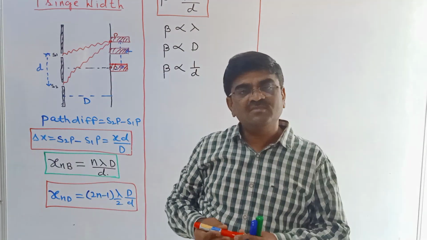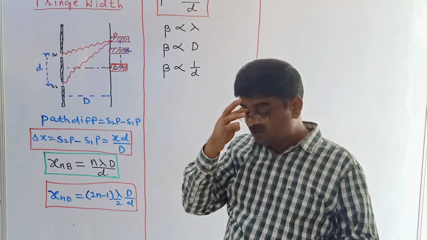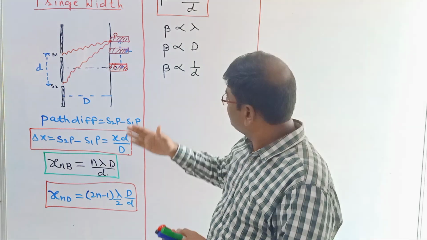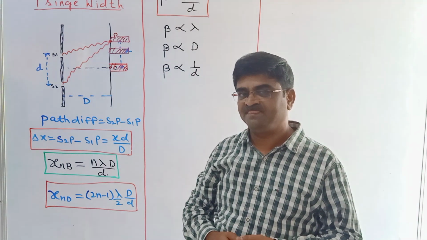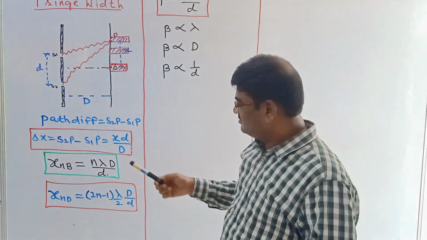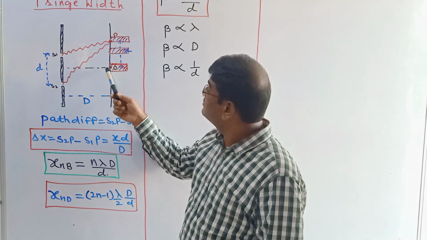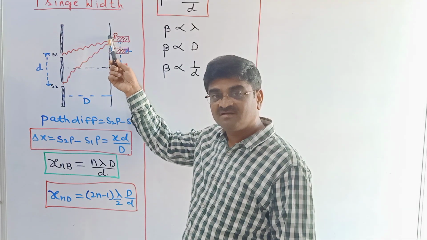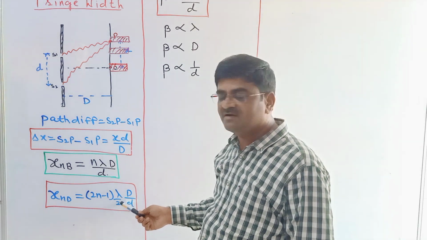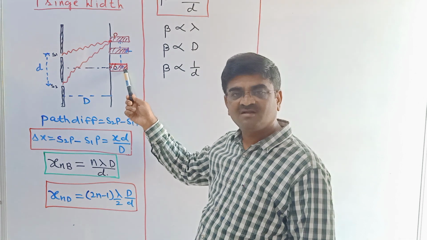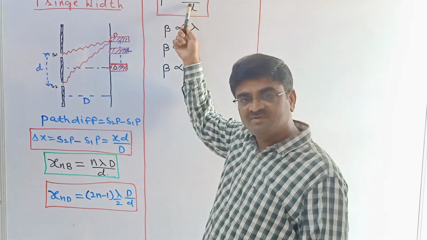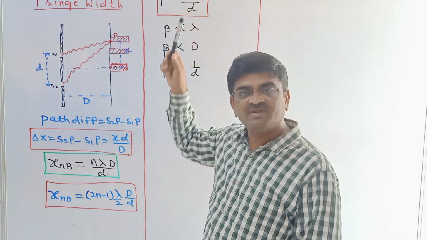Now, once I am done with this, the next important thing I would like to discuss over here. Whatever parameters I have discussed, these I call linear parameters. So this I will call the position of the nth bright band, I mean linear position. This I will say the position of the nth dark band, linear position of the nth dark band. And the fringe width I have, linear fringe width I see.